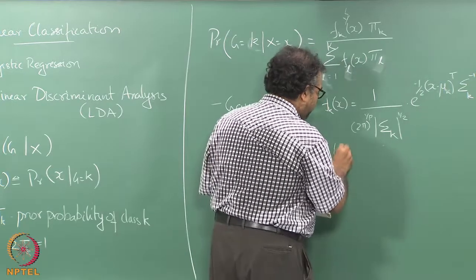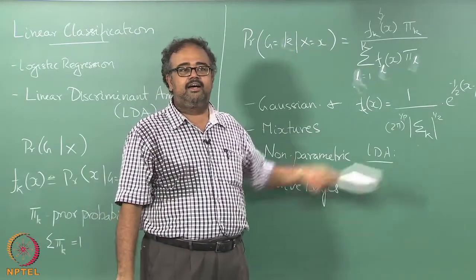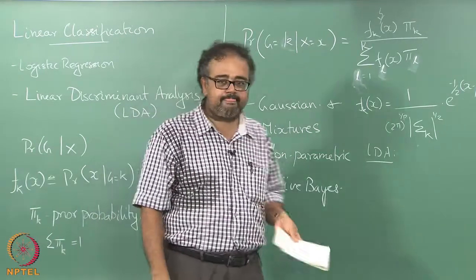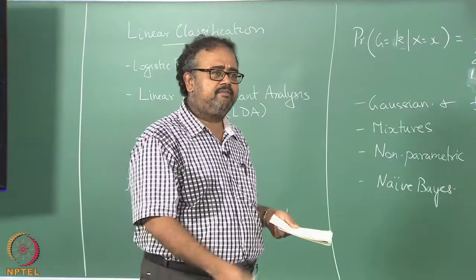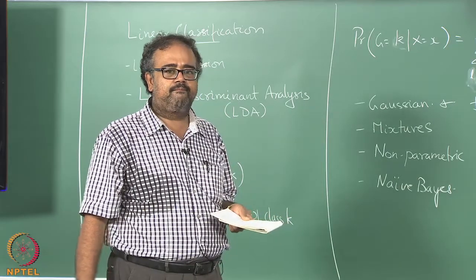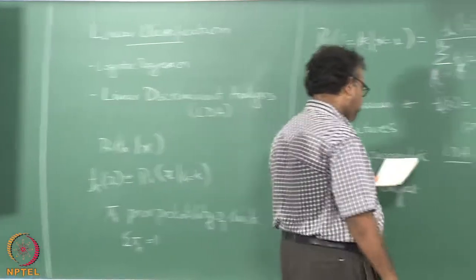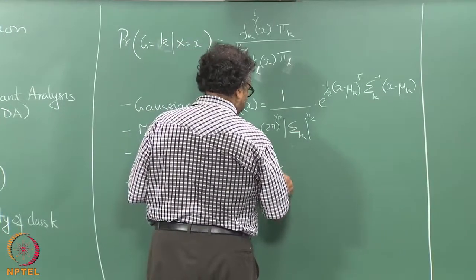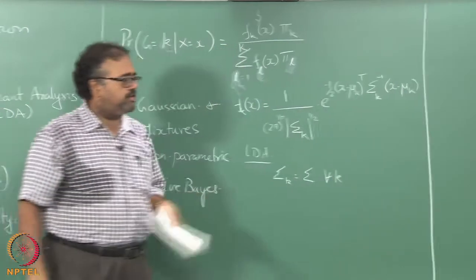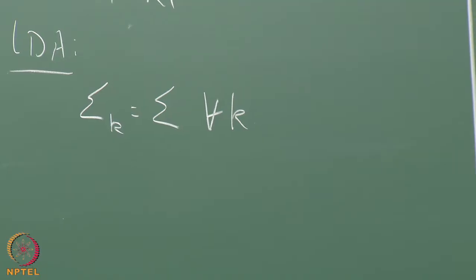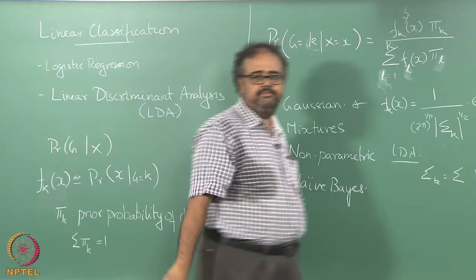Okay, so in LDA we make a further assumption than the fact that the class conditional density is Gaussian. So what else can we assume? I am going to assume that sigma k is the same for all the classes k. So what does that mean?